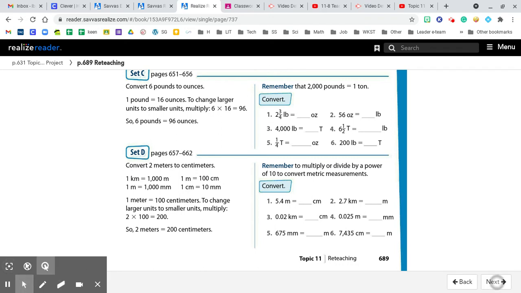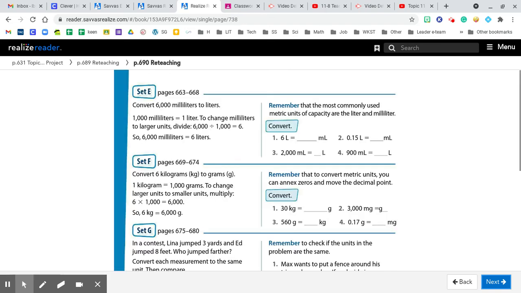Okay, and the next page. And this is our, we have 2 more sets to do. So, and our next data points are 1,000 milliliters equals 1 liter. So 6 liters, 6 times 1,000, 6,000. Going from liters to milliliters, we are multiplying by 1,000.